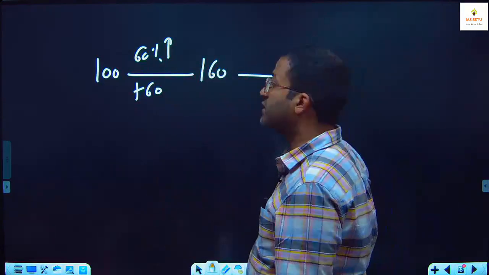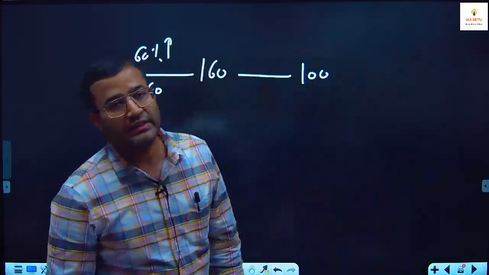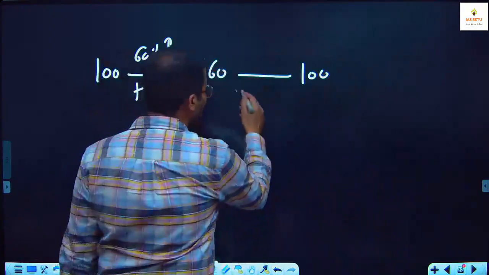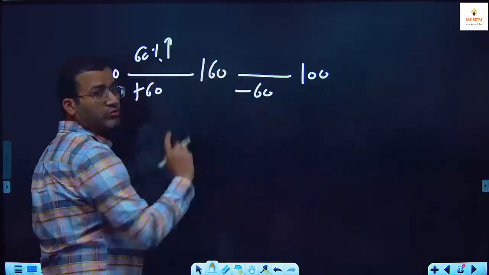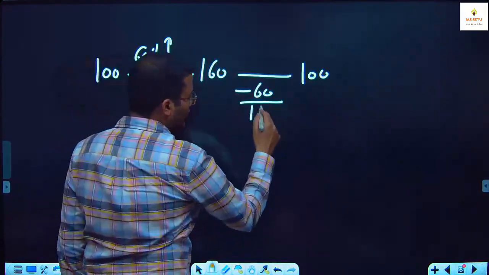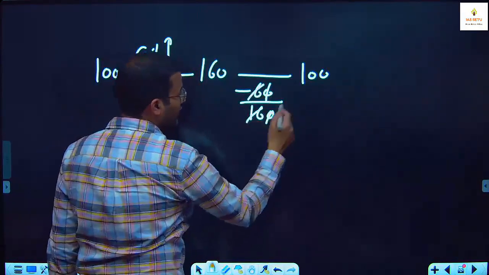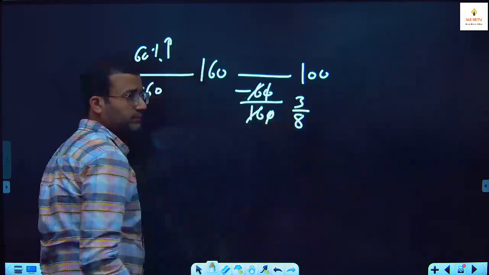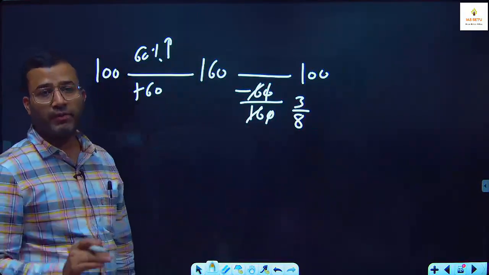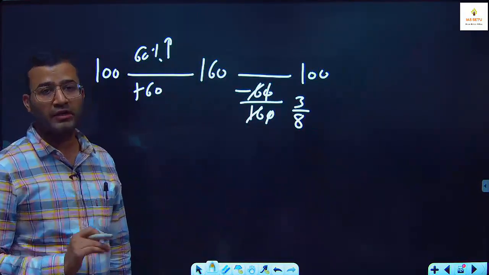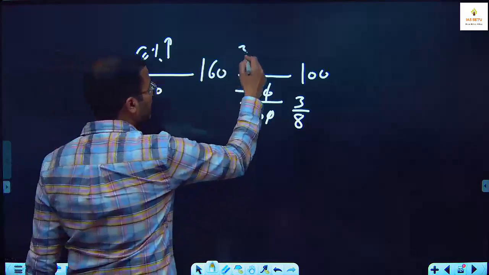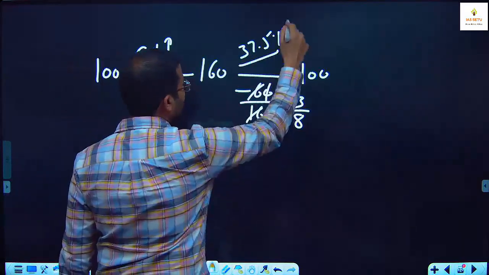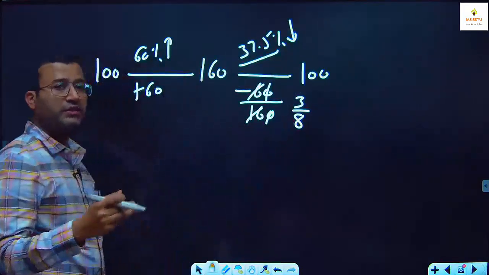Tell me from 160 to 100, increase or decrease? Decrease. How much? 60 out of 160. So zero zero cancel. It is 3 by 8. 1 by 8 is 12.5%, 2 by 8 is 25%, 3 by 8 is 37.5% decrease in the consumption.